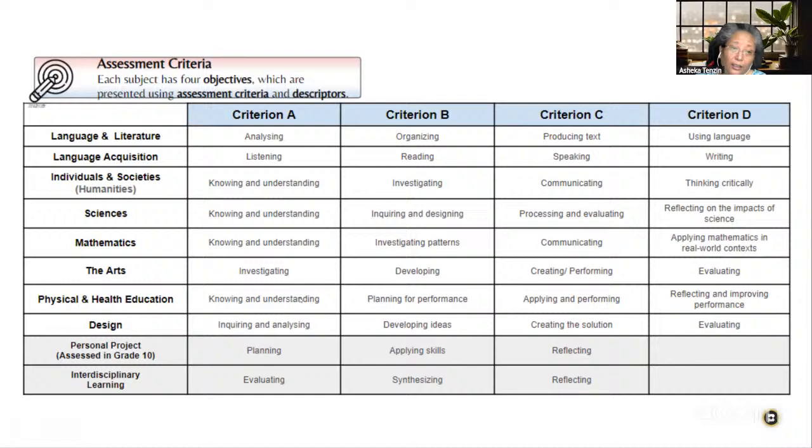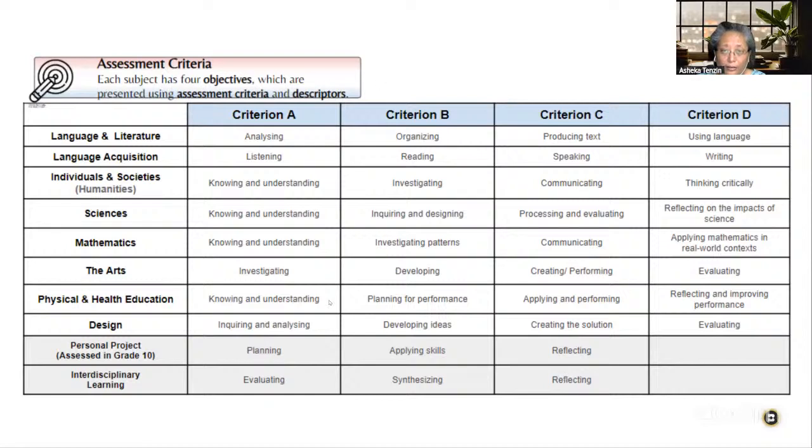In the same way, the other subjects also have 4 criteria each. Arts has investigating, developing, creating or performing, and evaluating. Physical and health education has knowing and understanding, planning for performance, applying and performing, reflecting and improving. Personal project has 3 criteria: planning, applying skills, and reflecting. Interdisciplinary learning, or IDU, has 3 criteria: evaluating, synthesizing, and reflecting.